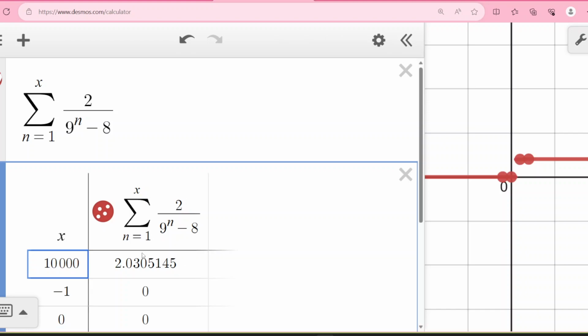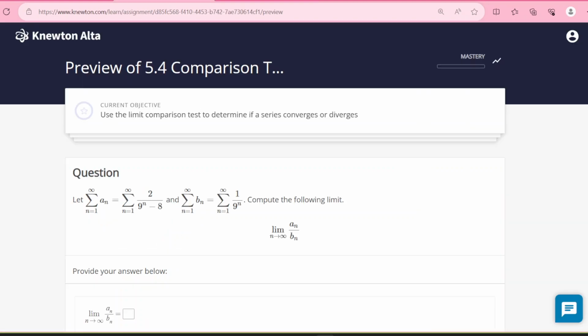But this is converging to 2.030514 something. I can see after adding up the first 10,000 terms, we're approaching some finite value, right? This series also converges. Now it definitely doesn't converge to 1/8, right? That's the series we were comparing it to. But by that limit comparison test, I know that the one I'm comparing it to converges, and this one must converge as well. We can see that here.